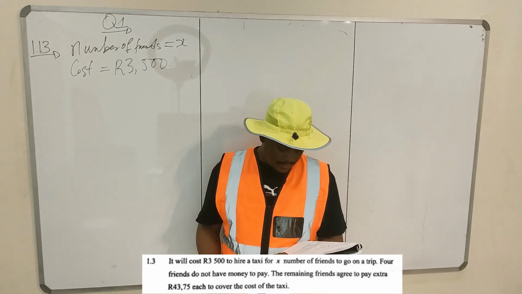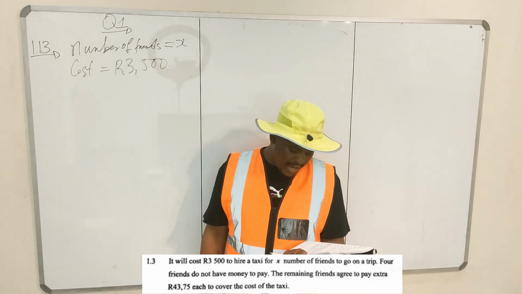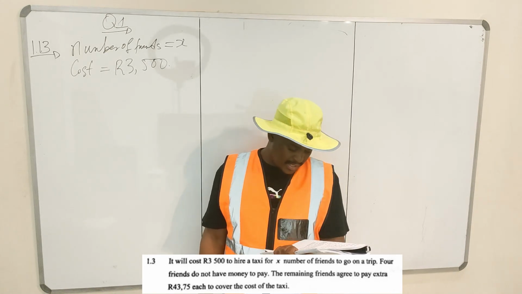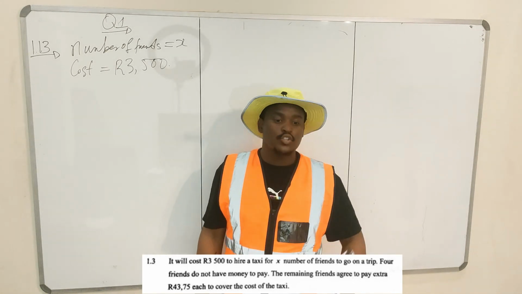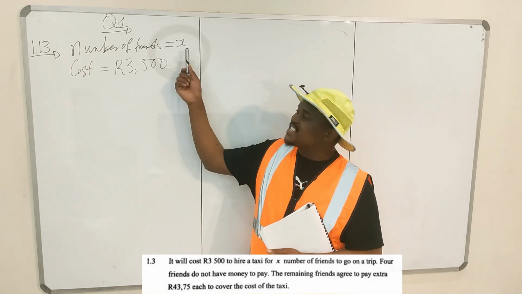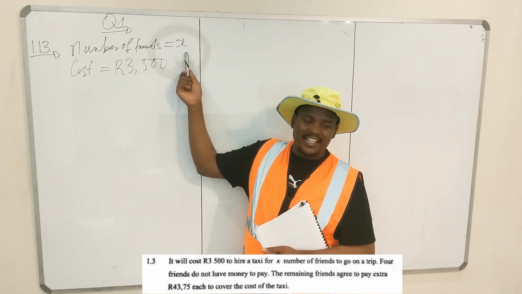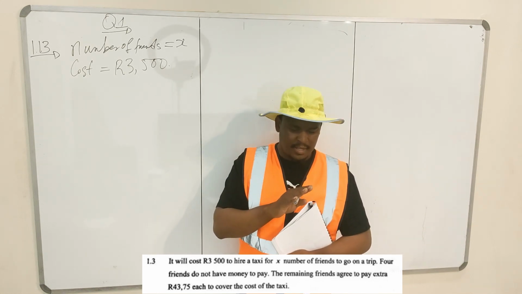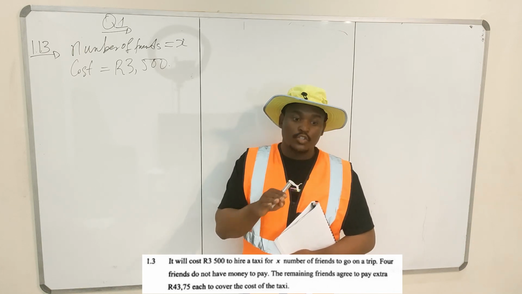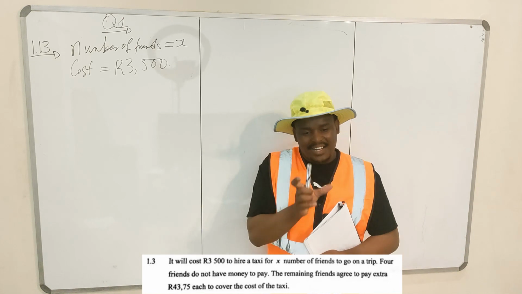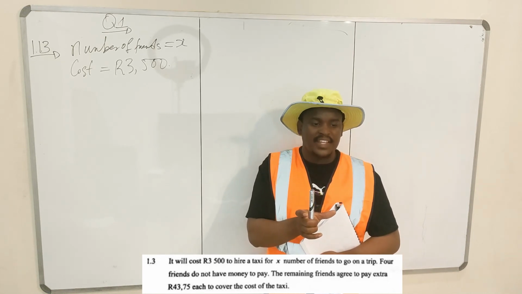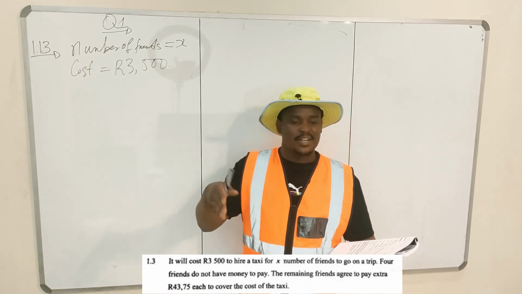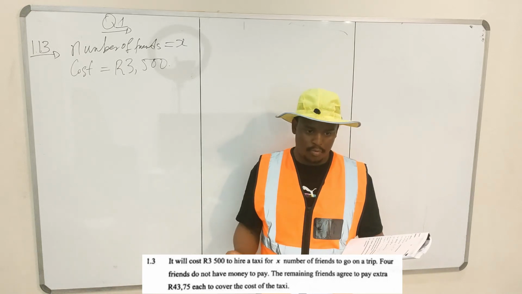What else are they saying? They are saying the remaining friends agree to pay an extra 43 rand 75 cents each to cover the cost of the taxi. Here we have X number of friends, and 4 of them do not have money to pay. So the remaining friends who are able to pay agree to pay extra so that it can cover the entire 3,500 that is needed, so everyone can go.